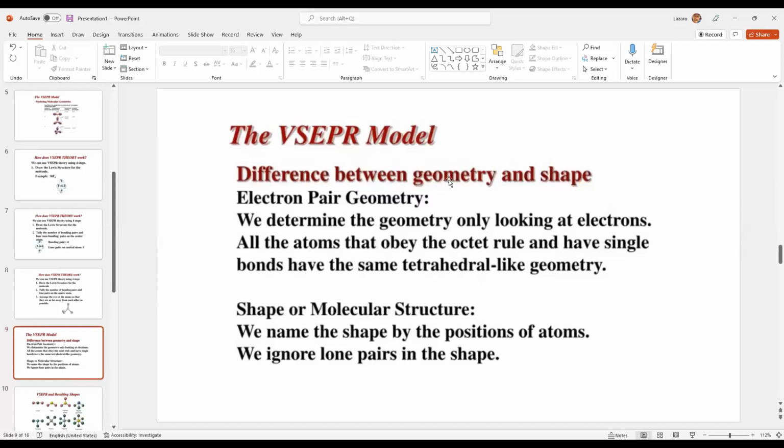What is the difference between geometry and shape? The electron pair geometry: we determine the geometry only looking at the electrons. All the atoms that obey the octet rule and have single bonds have the same tetrahedral-like geometry. But the shape or molecular structure depends on the positions of the atoms, and we ignore lone pairs in the shape.